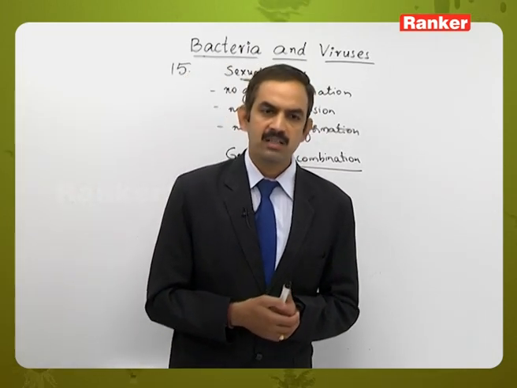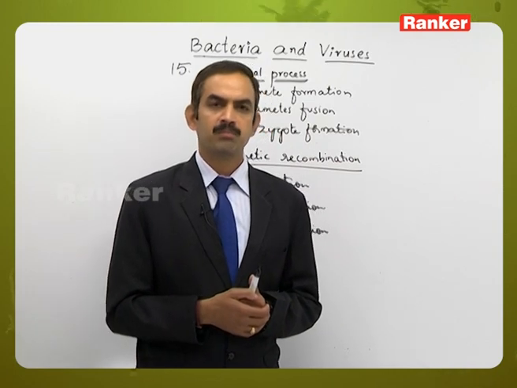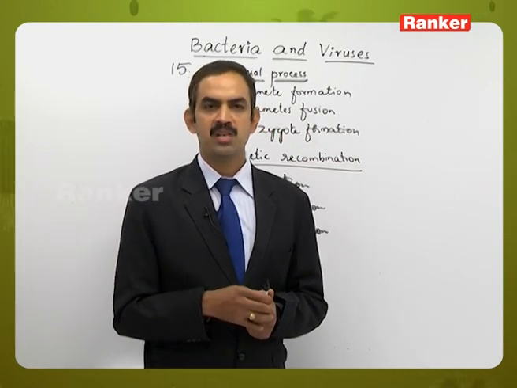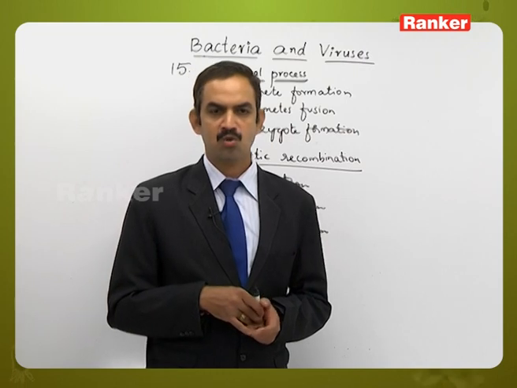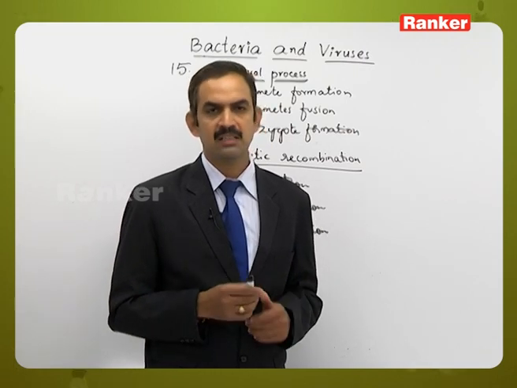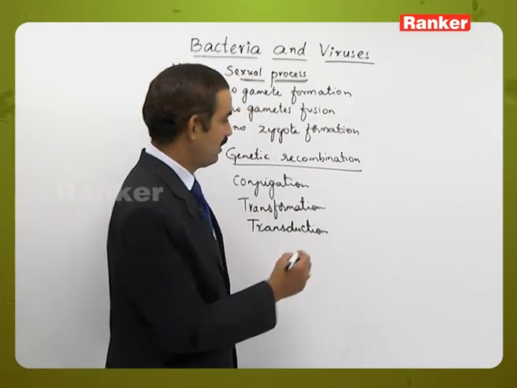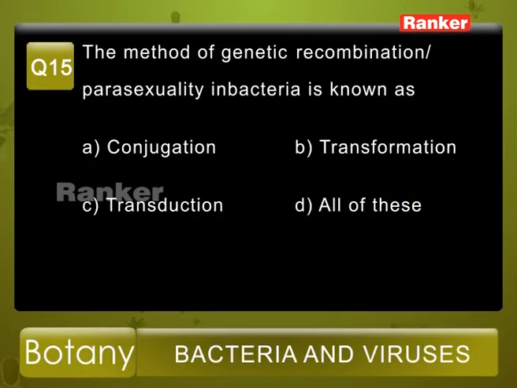So all three methods are part of the genetic recombination in bacteria, that is conjugation, transformation, and also the transduction process. So all of these, that is option D, is the correct answer.